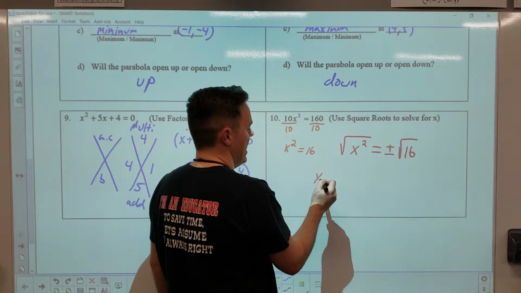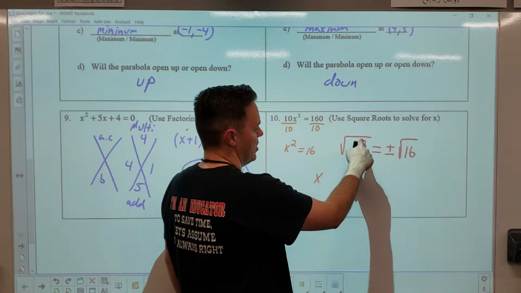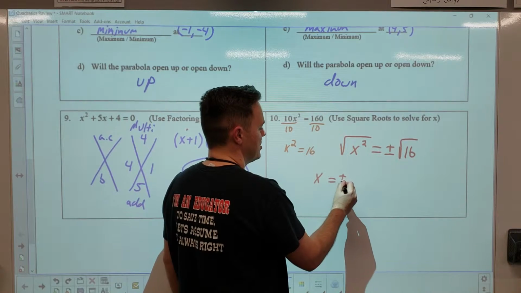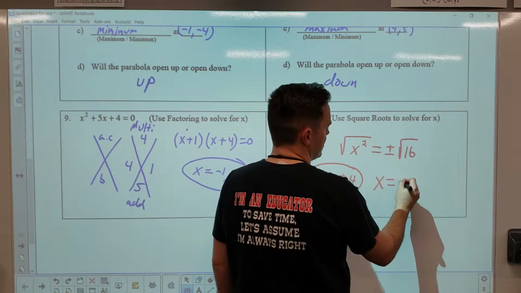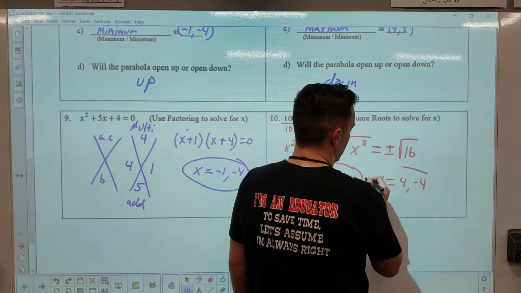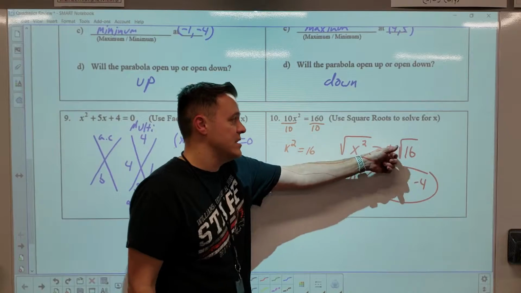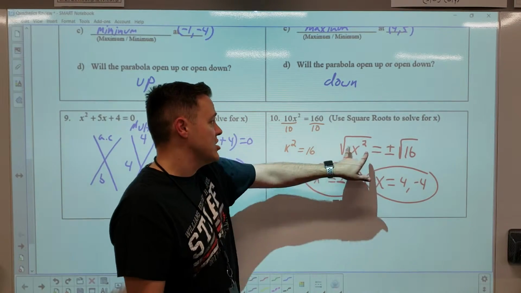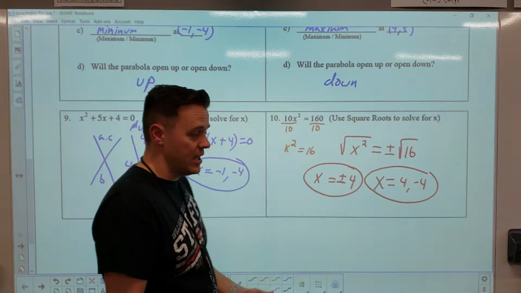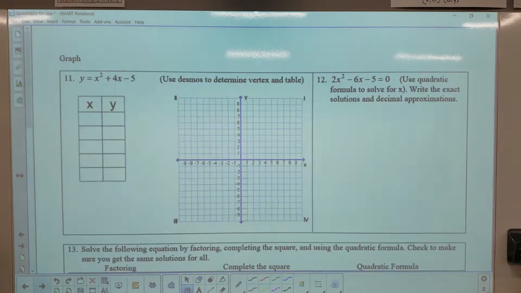So your answer is going to be x, because the square root of x squared is x, equals plus or minus 4. Now, you could also write it as x equals 4, negative 4. Now if you graph this, put this in Desmos and graph it, you should get an intersection at 4 and negative 4. And you know your answer is right.